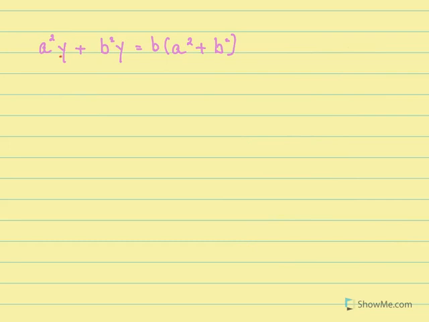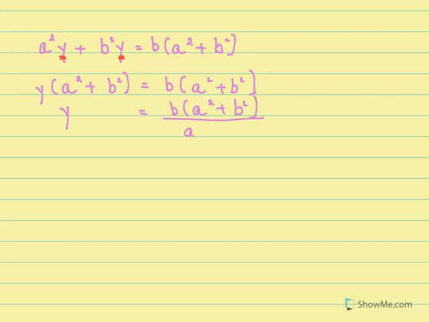Now from the first part I can take y common. So here you get y, and what remains is a square plus b square, equal to b times a square plus b square. So your y is b times a square plus b square over a square plus b square. Here I can reduce, so I get y equal to b.